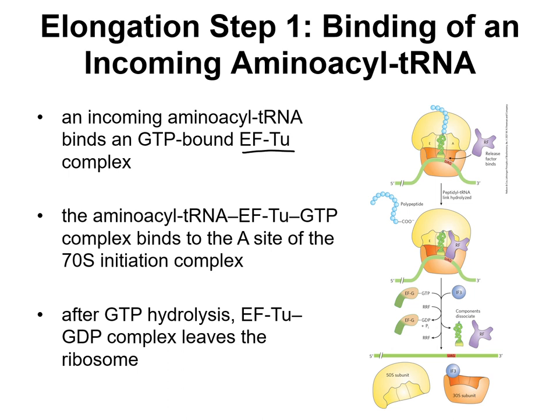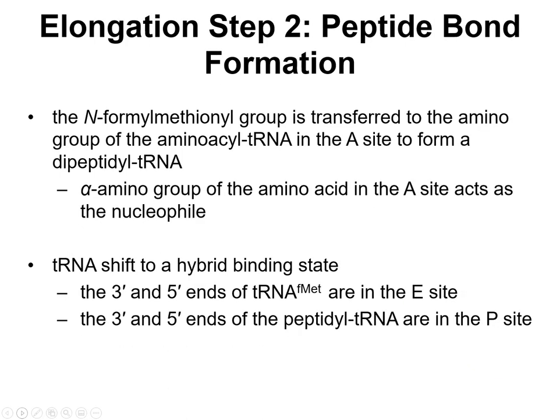EF-Tu will hydrolyze its GTP, and it will leave the ribosome. And during the time of that hydrolysis, it gives the ribosome a little bit of time to figure out, okay, is this a right fit or is it not? The next thing that we have to do is form a peptide bond. So the methionine that is there, the starting methionine, is transferred to the amino group of the aminoacyl tRNA in the A site to form a dipeptidyl tRNA.